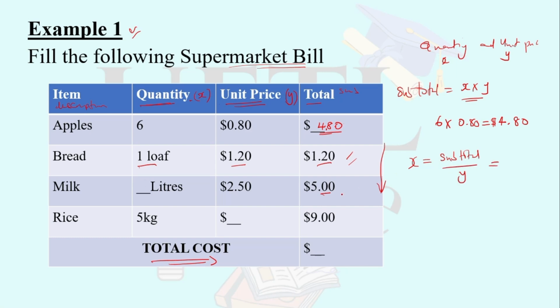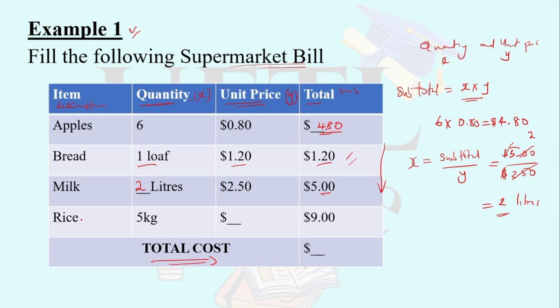In this case, we have $5 here, which is our cost, and then we have our unit price, which is $2.50. To divide this, we get 5 divided by $2.50, which is going to give us 2. This means that milk was 2 liters. So this becomes our x, which is our quantity, and we substitute 2 here.